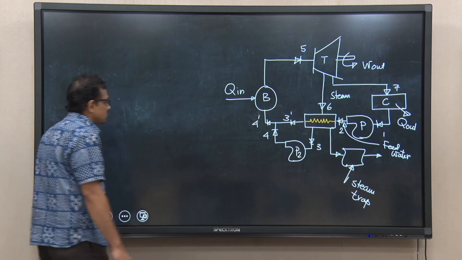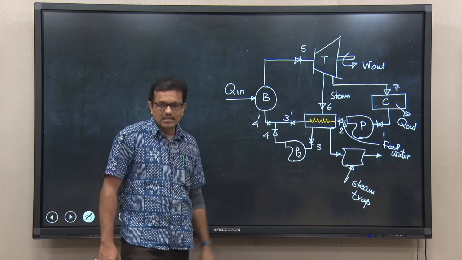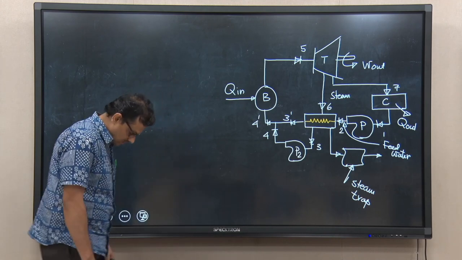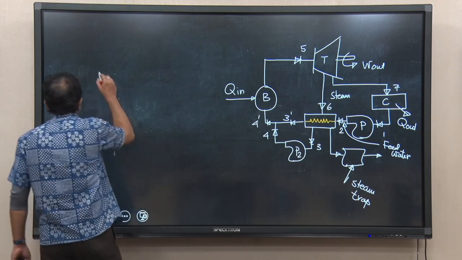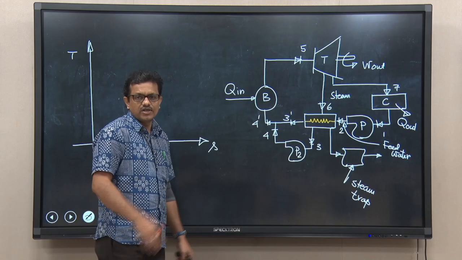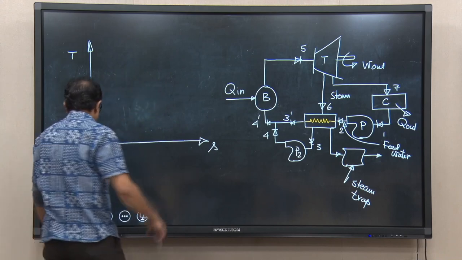So next, our objective should be to draw the TS diagram. If we can draw the TS diagram, that will help us understand more about this cycle. So this is the TS diagram, let us draw. You know that we are trying to draw all the processes in the TS plane. From there, we will come to know about all the processes by which eventually the efficiency of the cycle is increased.